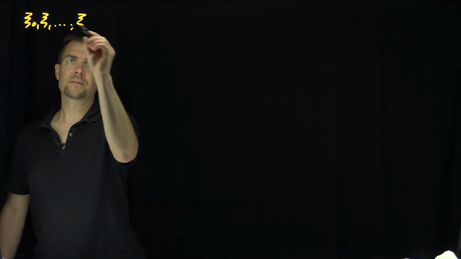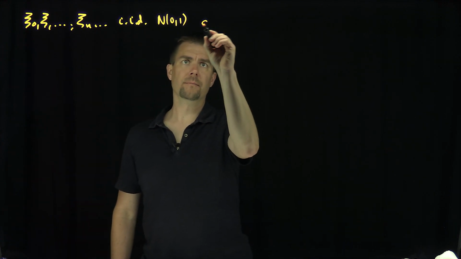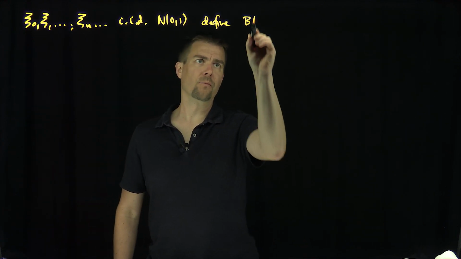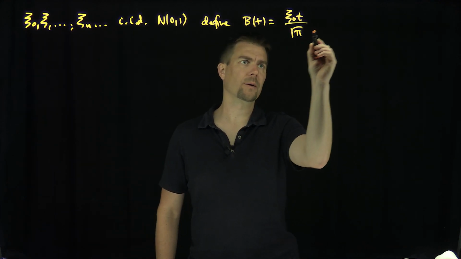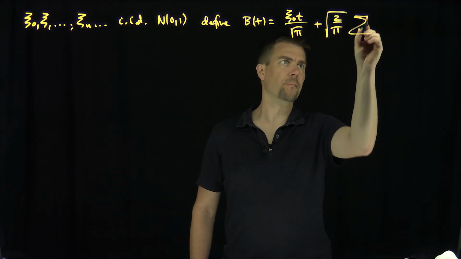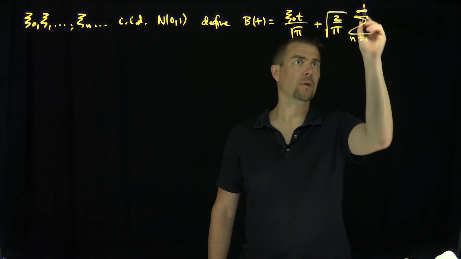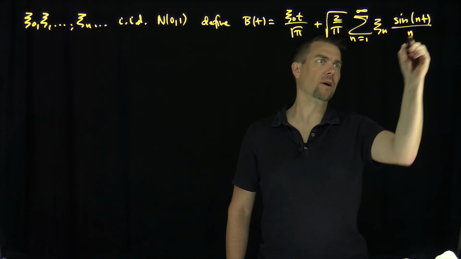Hello students, in this video we'll discuss the almost sure convergence of our definition of Brownian motion. Let's recall that ξ0, ξ1, ξn, etc. are IID normal(0, 1), and we define Brownian motion as our random Fourier series: ξ0 t over square root of pi, plus square root of 2 over pi, the sum from n equals 1 to infinity of ξn times the sine of nt over n, right?